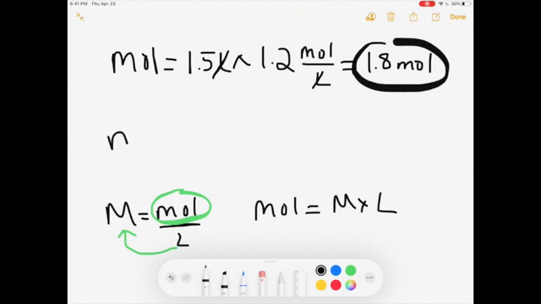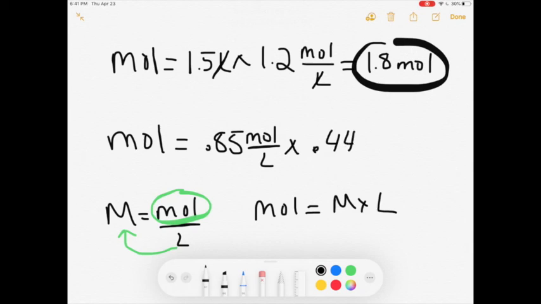Okay, and then the next one, we have 0.85 moles per liter. That's our concentration, times our volume, which is 0.448 liters. So again, make sure that volume is in liters. Liters cancel, and I get 0.38 moles. And that's it.